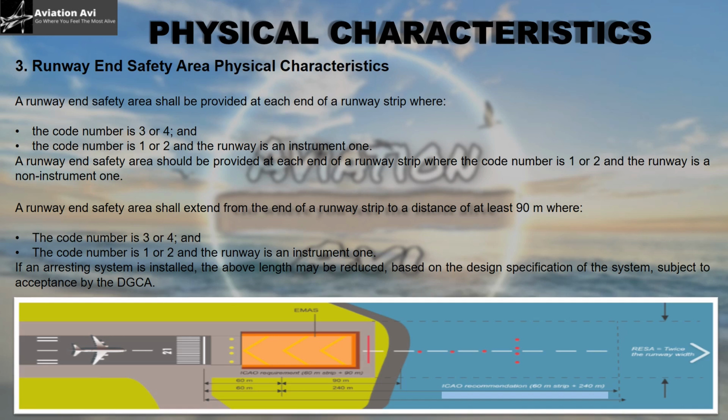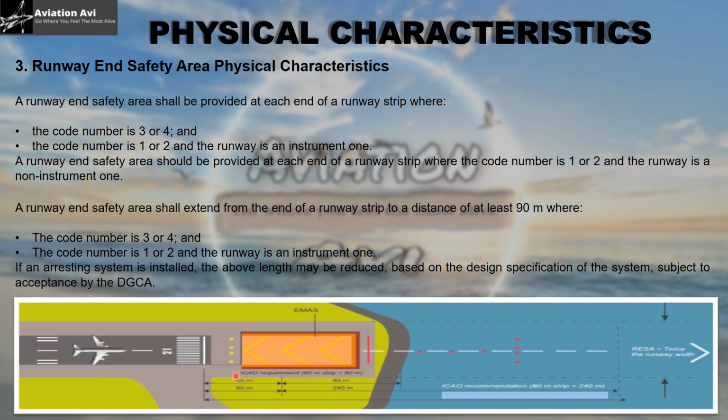Further, a runway end safety area shall extend from the end of the runway strip to a distance of 90 meters where the code number is 3 or 4. When the code number is 3 or 4, in that case this length shall extend to a distance of 90 meters minimum. Further, this area of 90 meters can be reduced if we are providing an arresting material that will help in decelerating the aircraft in case the aircraft has overrun or undershot the runway.